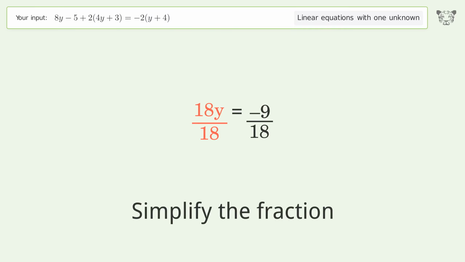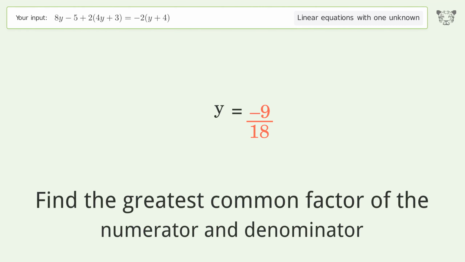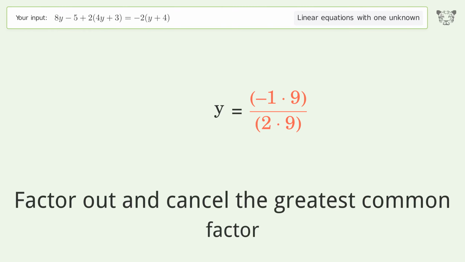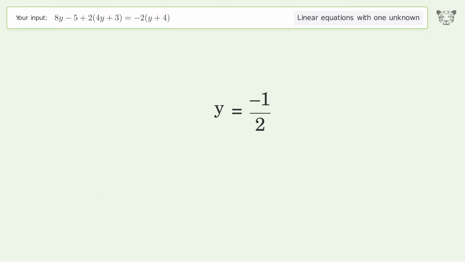Simplify the fraction. Find the greatest common factor of the numerator and denominator. Factor out and cancel the greatest common factor. And so the final result is y equals -1/2.